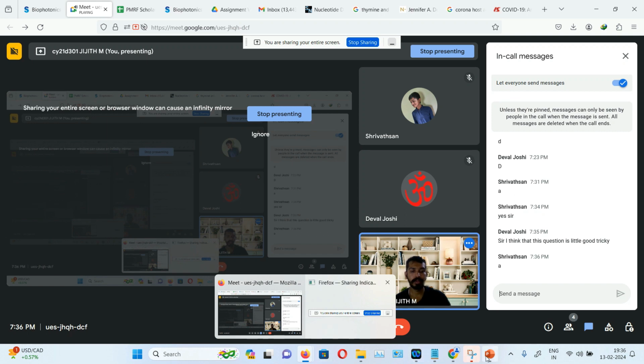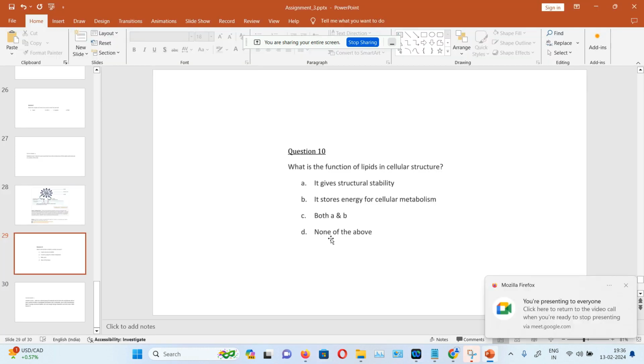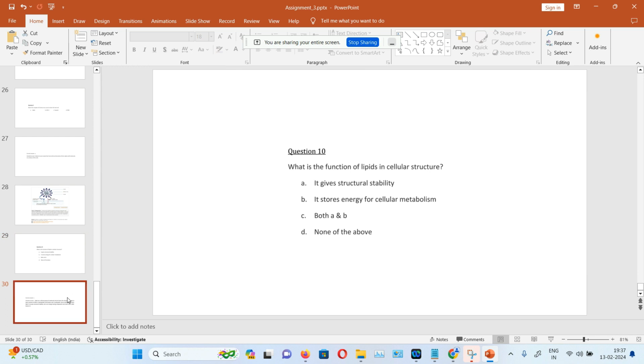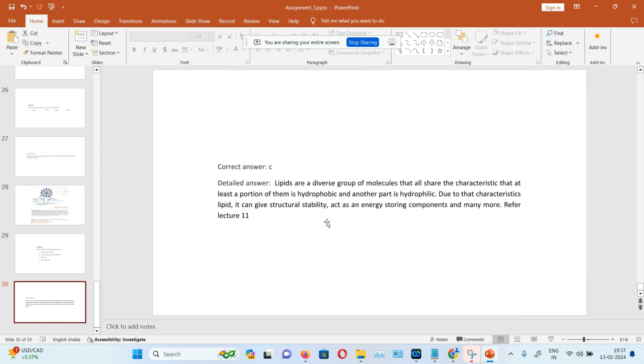So let's see the answer. It gives structural stability. It stores energy for cellular metabolism. The lipid system actually contains fat. Fat is actually a good source of energy also.